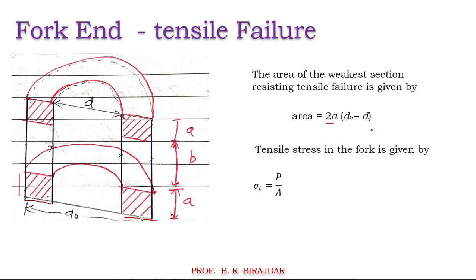Now we can find out the tensile stress. Sigma T is equal to load upon area. The area we just calculated, this value we will put in this equation. So sigma T is equal to P upon twice A in bracket DO minus D. This is the tensile failure of the fork end.